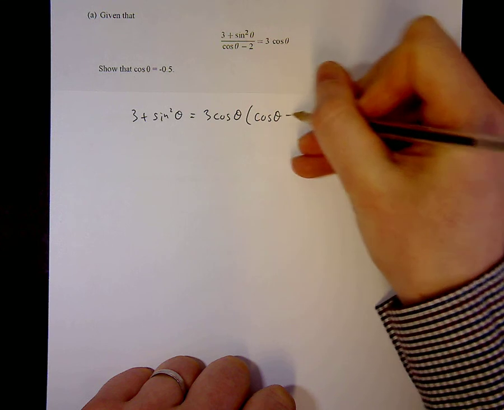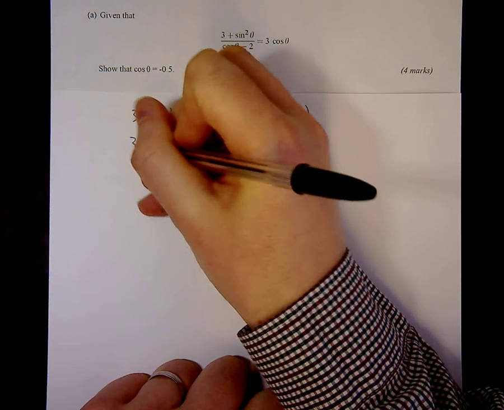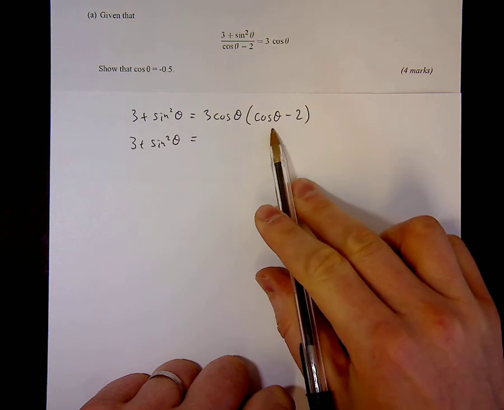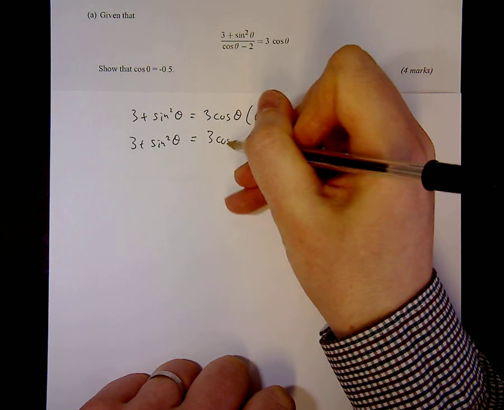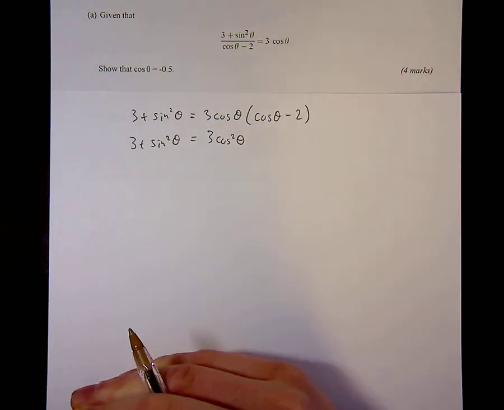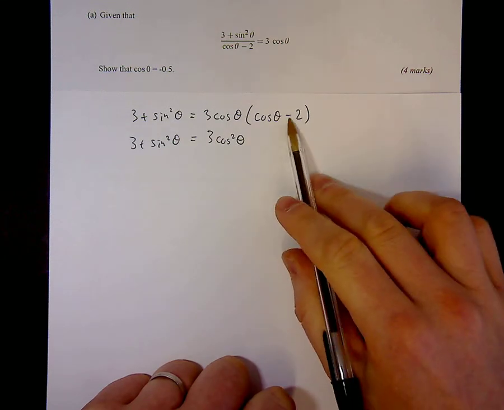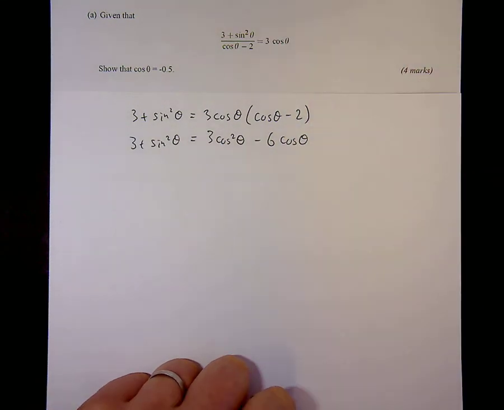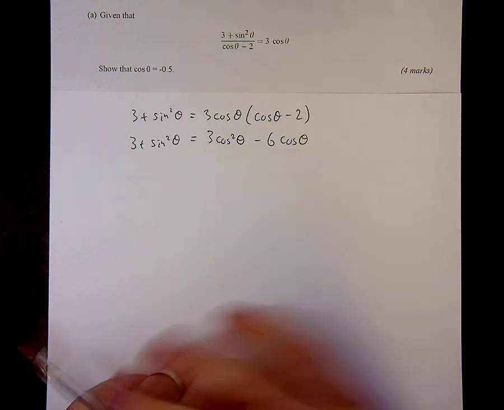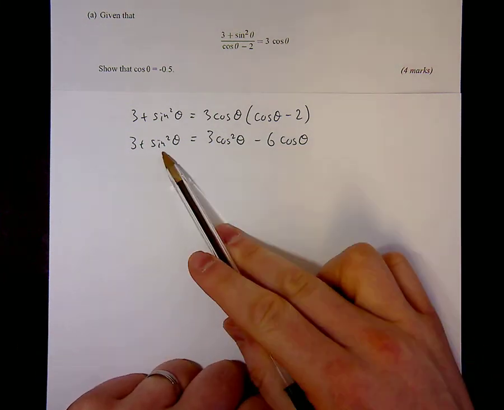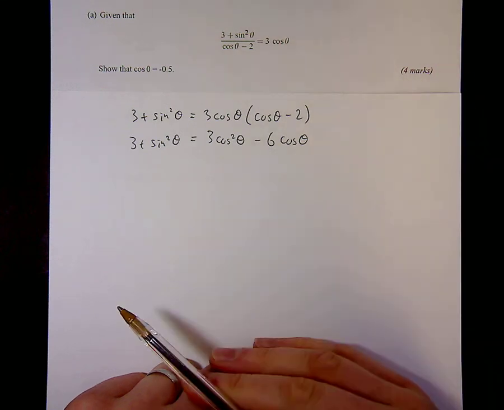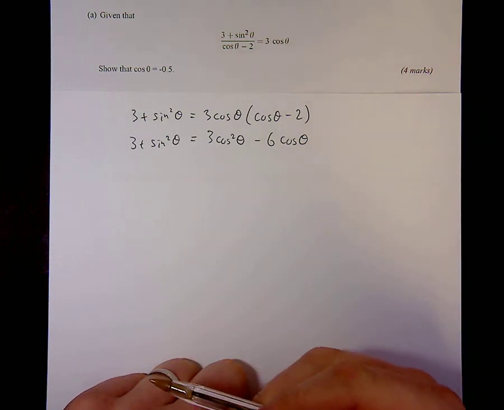Here we can expand the brackets to get 3 sine squared theta equals 3 cos theta times cos theta, that's 3 cos squared theta, which is just shorthand for cos theta squared, minus 2 times 3 cos theta, so 6 cos theta. Now at this point you need to recognise that there's no way we can solve this in its current form. We've got sine squared theta and cos squared theta, and there's no way I can solve both the sine and the cos equation at the same time. So I'm going to need to eliminate one of them.